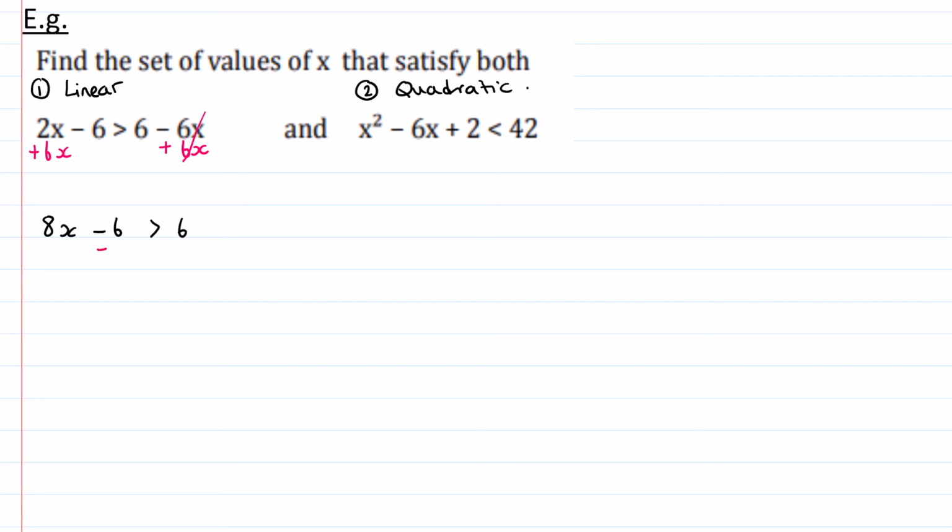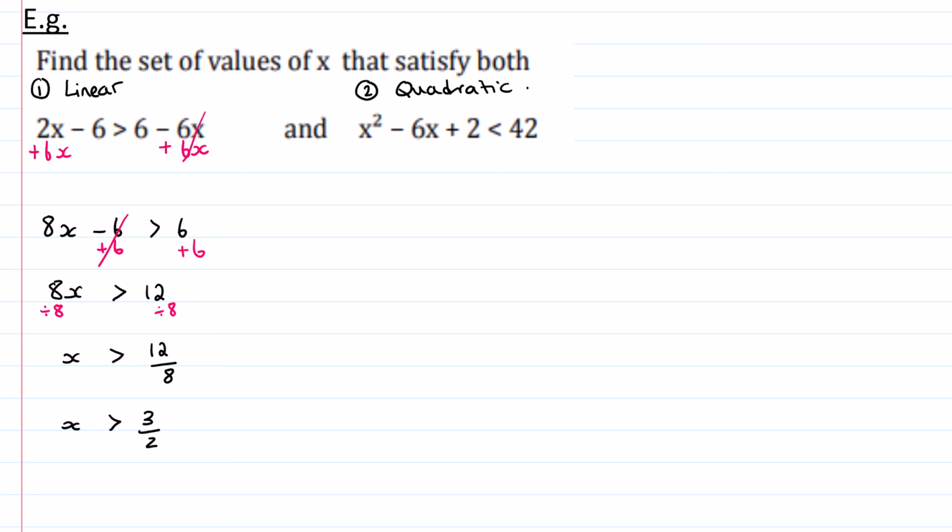I'm then going to add 6 to both sides. So that's going to give me 8x is bigger than 12. And then I'm going to divide by 8. So that gives me x is bigger than 12 over 8, and simplify. If I divide both by 4, 3 over 2, 1.5. So that's the linear one, and I solve it like I solve a linear equation.